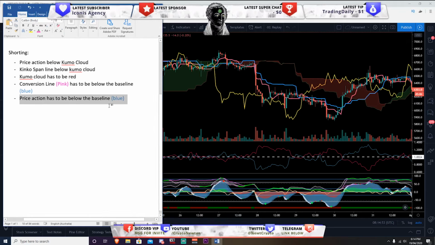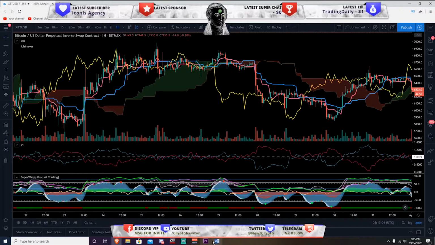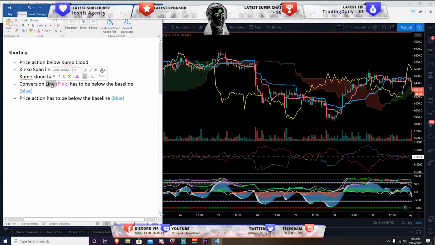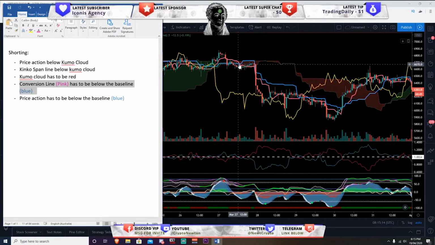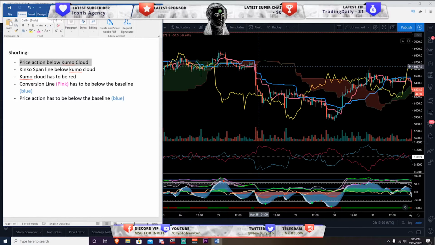Now, what will give you more confirmation? Let's go through this one again because it's a little bit of a confusing one, and you can see there's a lot of things that you need to get right here, right? So the price action has to be below the Kumo cloud, okay? So the price action dropped below it here, but as I said, the conversion line pink wasn't below the baseline blue, so you would wait. So the price action below the Kumo cloud. We got the price action below the Kumo cloud right here.